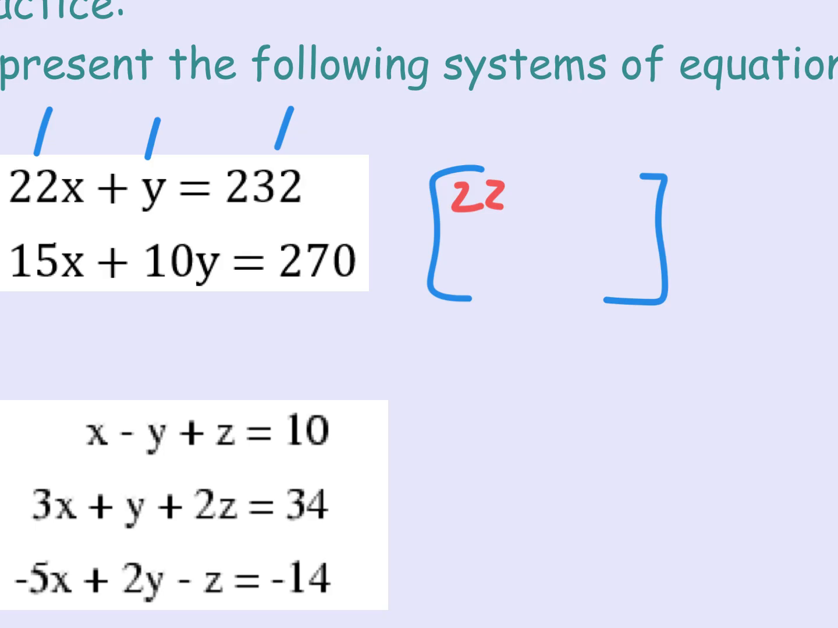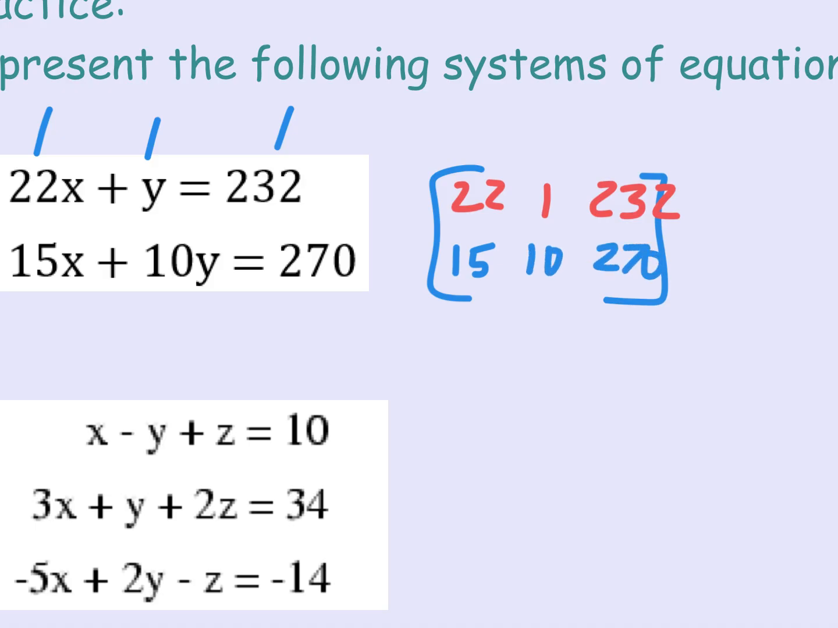Claire, what'd you get for this top one? 22 and then 1. Yeah, and then 232. Correct. And the next one, the next row? 12. Isn't that a 15? Oh, sorry, 15. Okay, and then 10, and then 207.